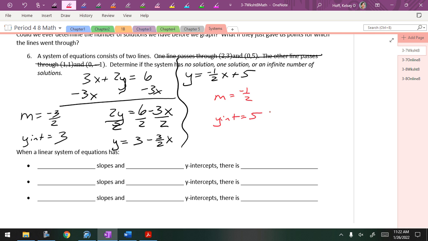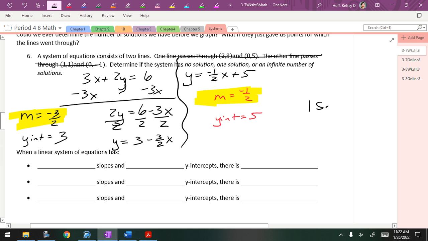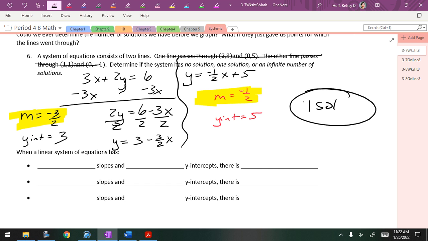One solution. What's your backup? How are you going to prove to me that that's correct? Most importantly, the slope, right? The first thing we check is that slope. Are the slopes the same? No, that means they're going to cross. He's absolutely right. There is going to be one solution to this problem. They're going to cross. They're going to have an x comma y. I don't even care what it is. But they're going to cross because they have different slopes.